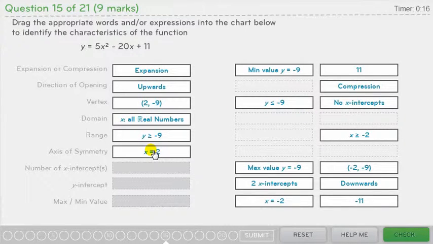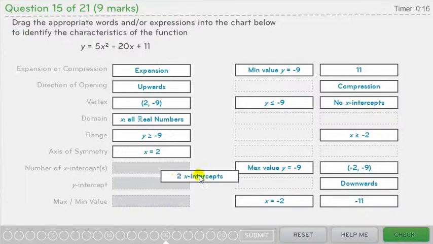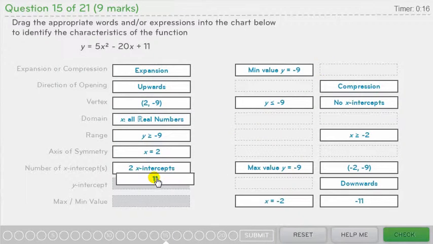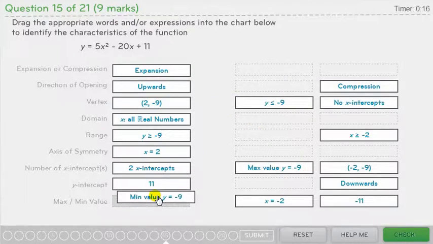This graph will have two x-intercepts, because our vertex is below the x-axis and it opens upwards. Our y-intercept is going to be the c value as it occurs when x equals 0. 5 times 0 squared minus 20 times 0, those both equal 0, so we end up with y equals 11. And lastly, we have a minimum value because this graph opens upwards and it occurs at the lowest possible point, when y equals negative 9.